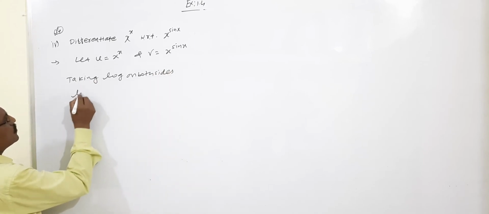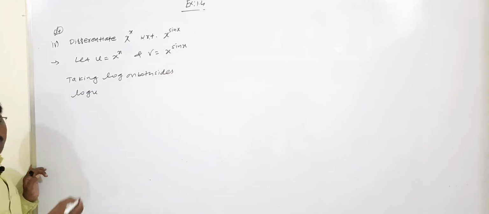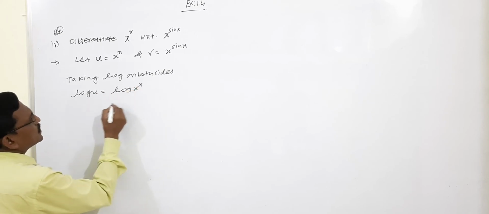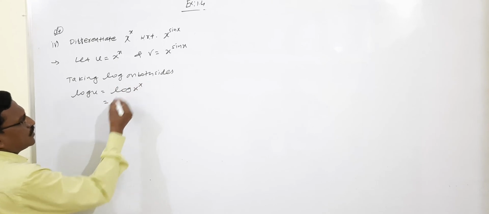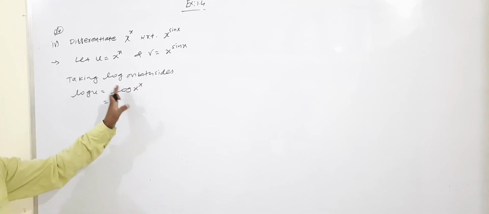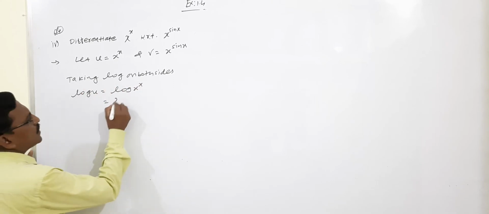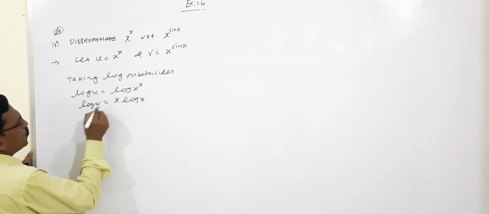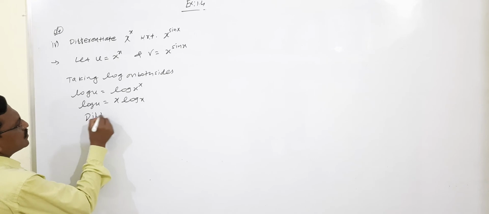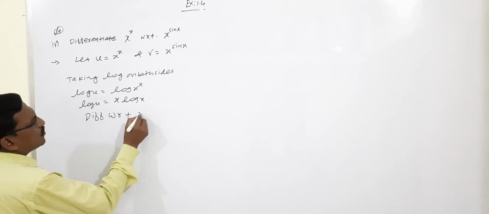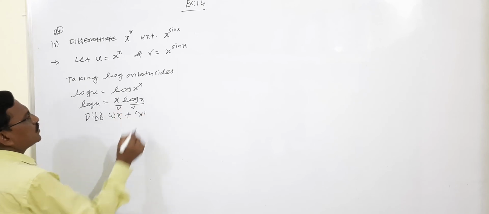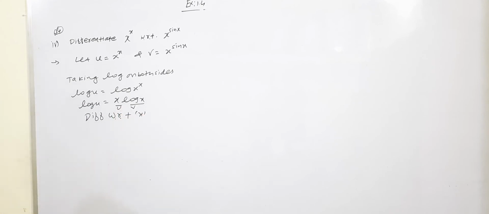So it gives log u equal to log of x to the power x. Use here log of m raised to n is n log m, so it becomes x log x. Now we differentiate it with respect to x. We get here u into v. We use the product rule of differentiation.